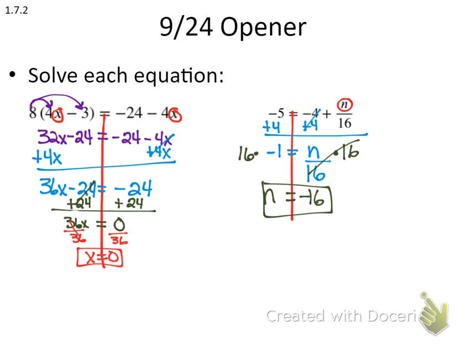Okay. Now, what if it was n plus 2 over 16? Then what would I do? Do parentheses. Then I'd start... That's right. Start with times 16. Okay. I gotta rewrite that.